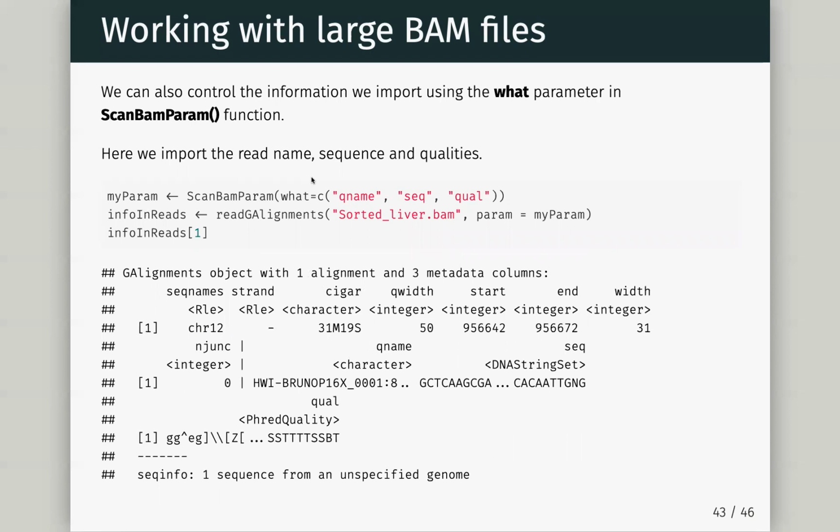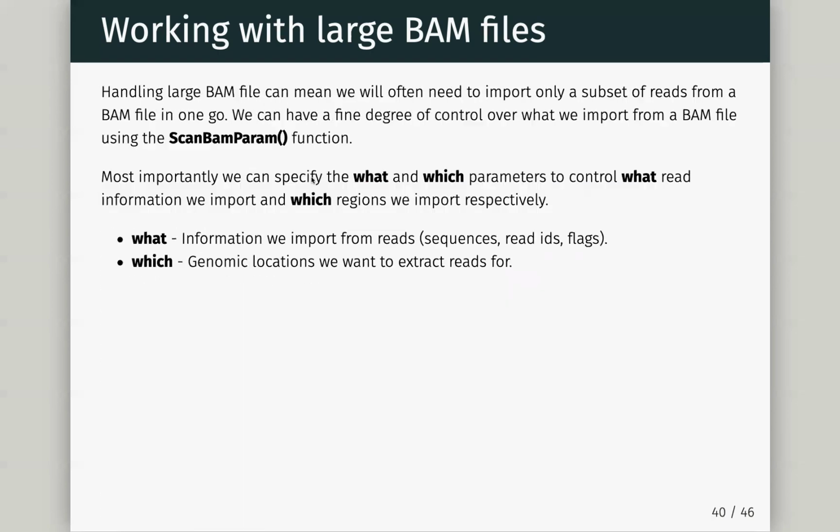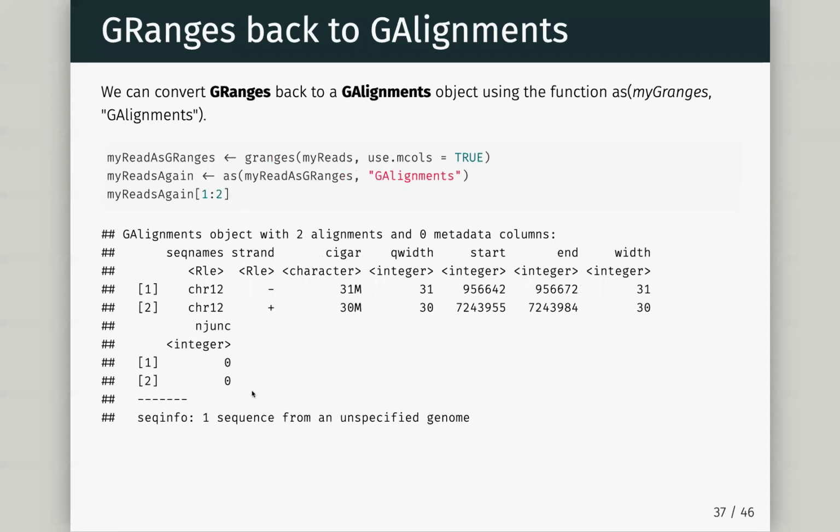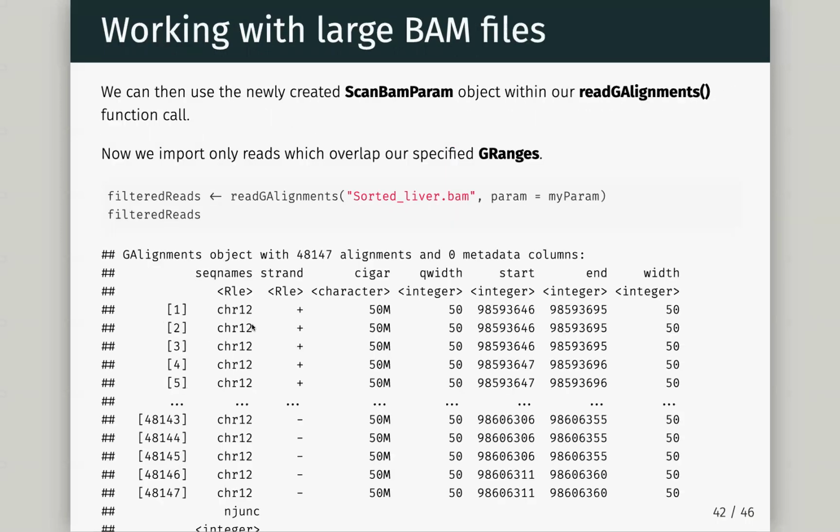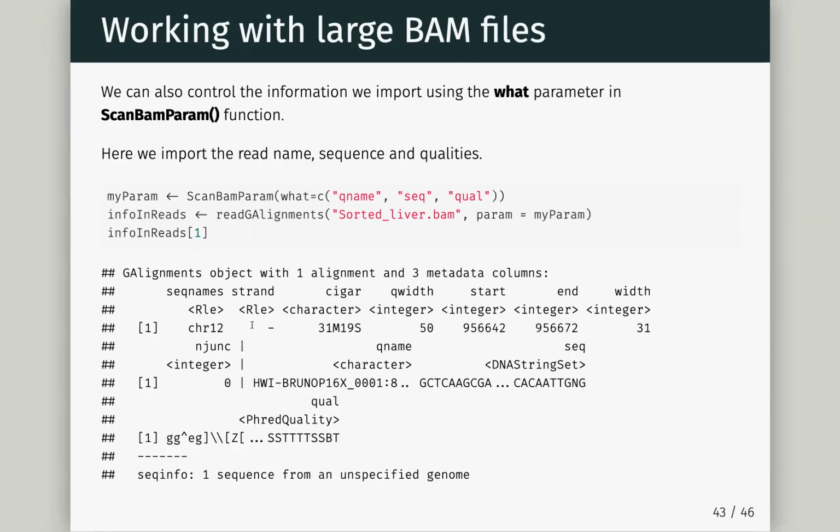We can also control the what. When we were looking earlier at our GAlignments, we don't have any metadata columns here. We just got the information on the reads itself. So here now, if I specify ScanBamParam's what, and I tell it I want the qname, the seq, or the qual, when I then provide that ScanBamParam object to my readGAlignments, I'm going to get additional information. And again, like a GRanges, we have GAlignments with one alignment and 3 metadata columns. And these are my metadata columns now.